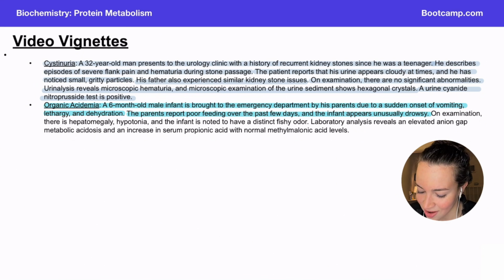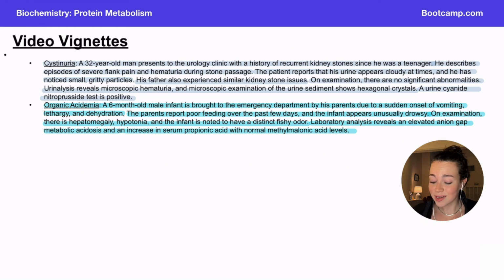Let's keep going. On examination, there is hepatomegaly, hypotonia, and the infant is noted to have a distinct fishy odor. Interesting. Okay, fishy odor. That is something specific that we can run with. Now, laboratory analysis is revealing an elevated anion gap metabolic acidosis and an increase in serum propionic acid with normal methylmalonic acid levels. So that would be a propionic acidemia.